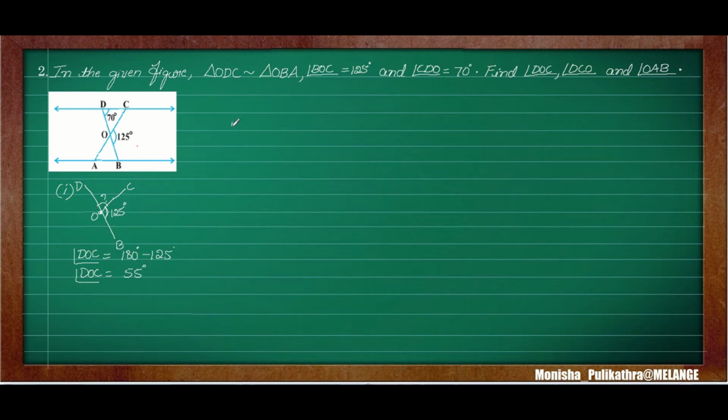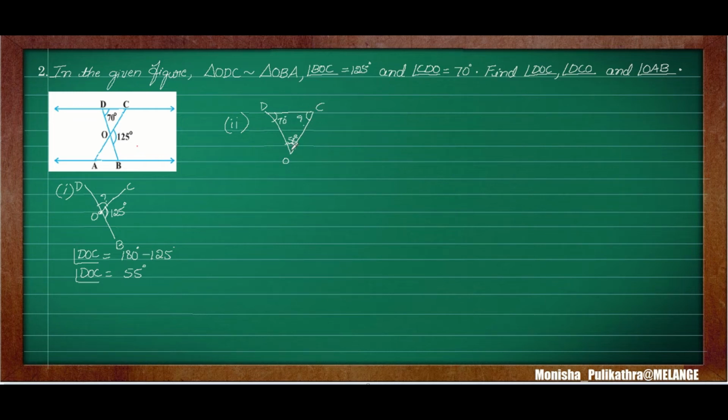In the second case, since we got DOC, next we have to take DCO. Okay. So take that triangle. D is here, D angle is 70 and O is here. O angle we have already found, that is 55 degree now. And C we need to find out. DCO angle we need to find out.